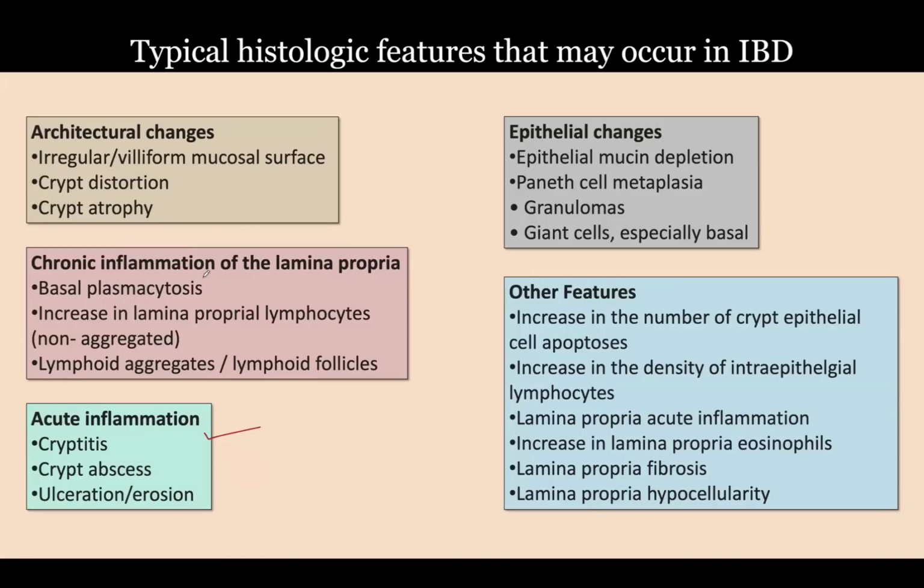Look for chronic inflammation, in particular plasmacytosis. This is very crucial. Then look for cryptitis, crypt abscesses. And then finally, you must also look for epithelial changes, in particular Paneth cell metaplasia. We'll see images of all of these.